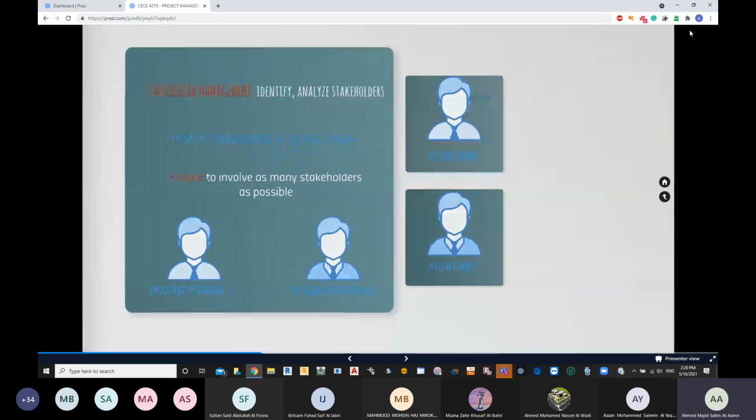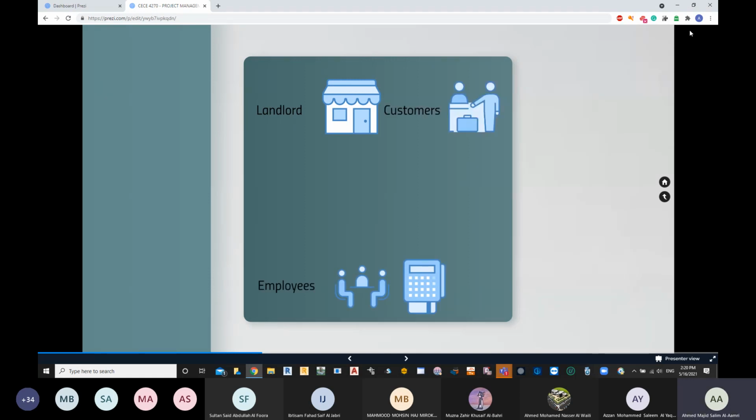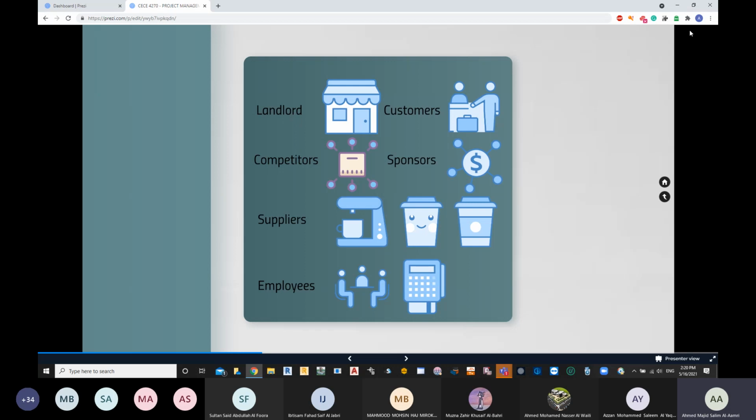And then we have another businessman. He studied the landlord. He studied the employees. He studied the customers. He studied the competitors which are available. Sponsors, possible sponsors, suppliers. Now, which one do you think his business is going to be more successful? The person who has studied fewer people, or the person who has studied more people related to his business?